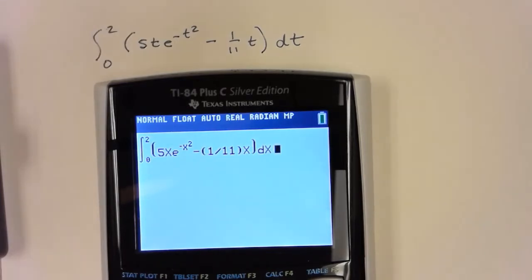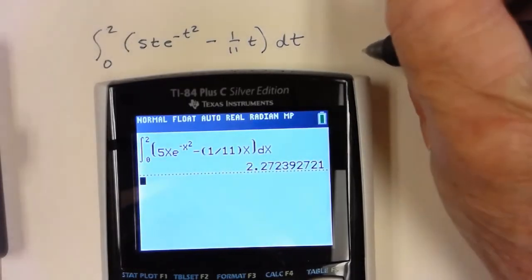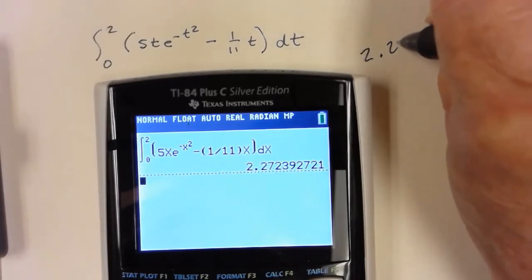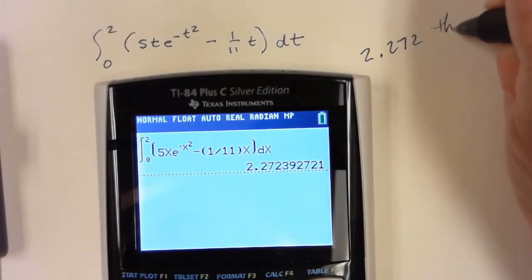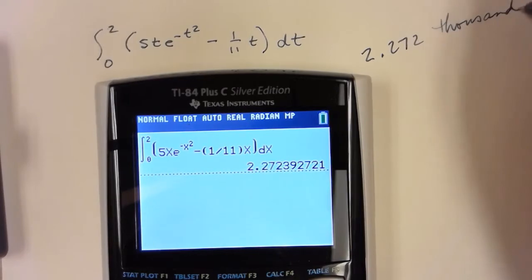So let's go see. The question was, what's the total profit accumulated during the useful life of the machine? And it was, the revenue was in thousands, so that would be 2.272 thousand. That would be my total profit over the useful life of the machine.